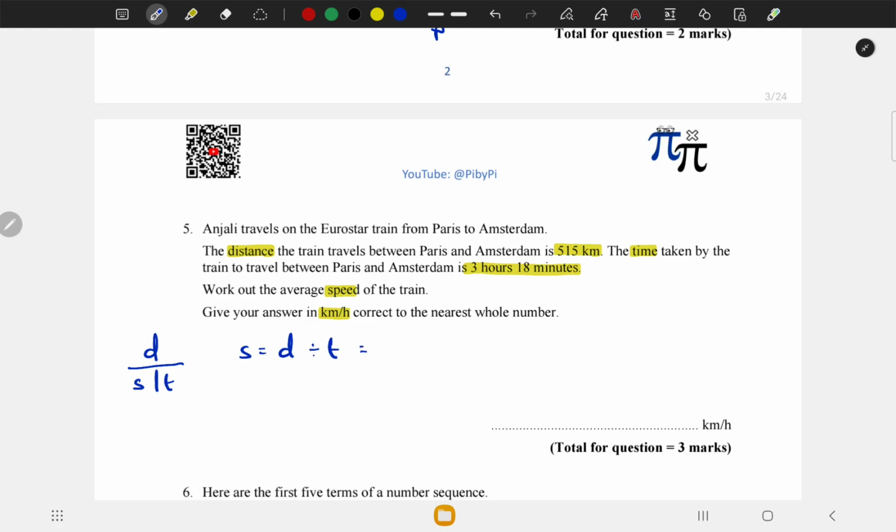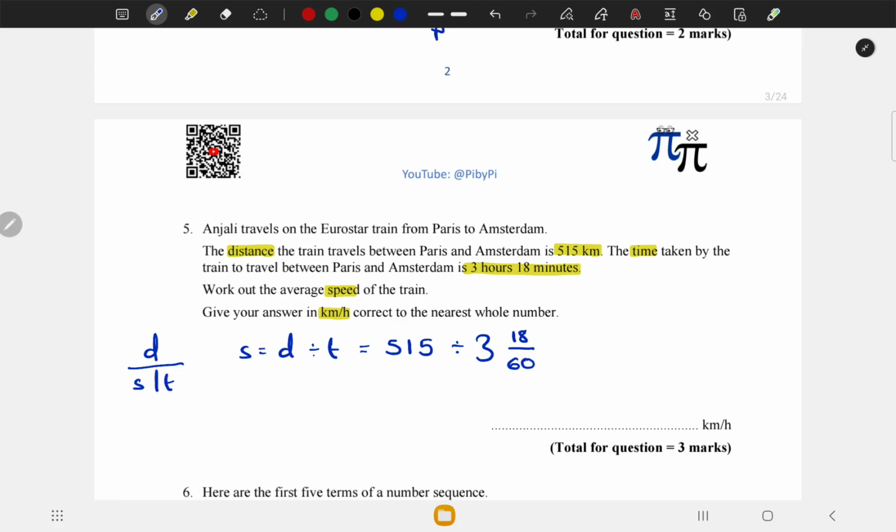So based on the information, we know that the distance is 515. Now when it comes to the time, because our answer needs to be in kilometers per hour, the time also needs to be in terms of hours. What we've been given is 3 hours and 18 minutes. So I can write that down as 3 hours. Remember, I need to convert these 18 minutes into hours, so I can just do 18 over 60.